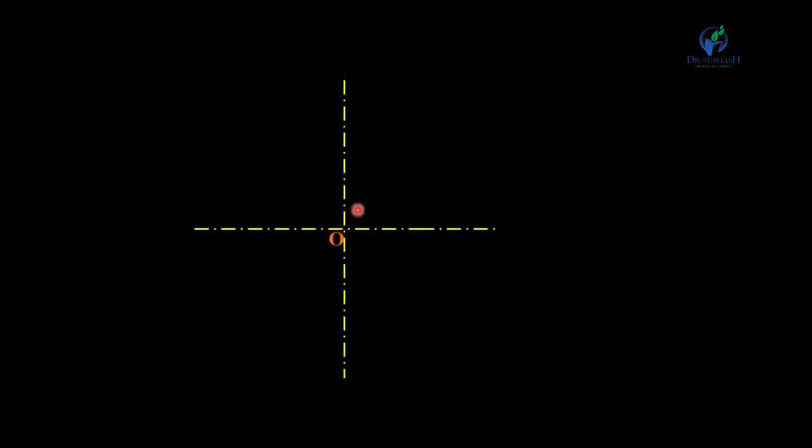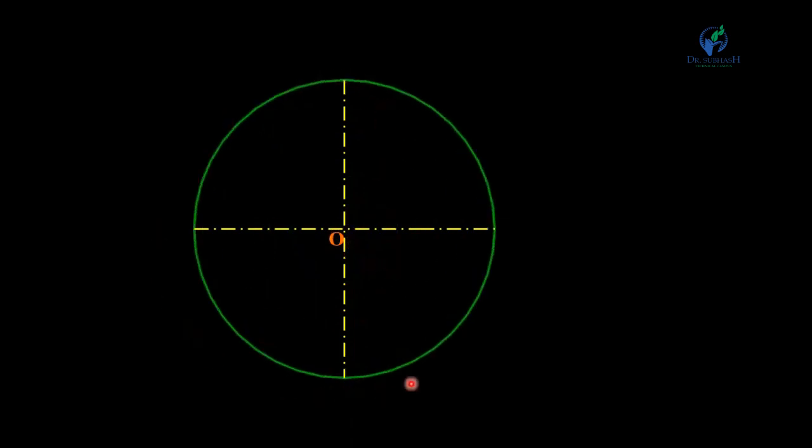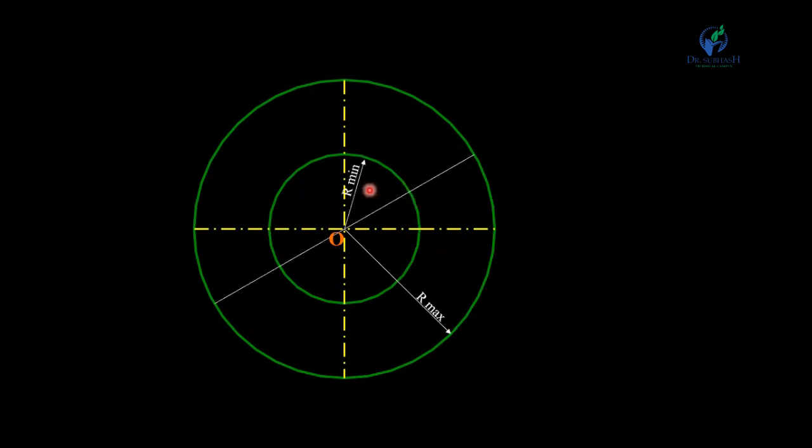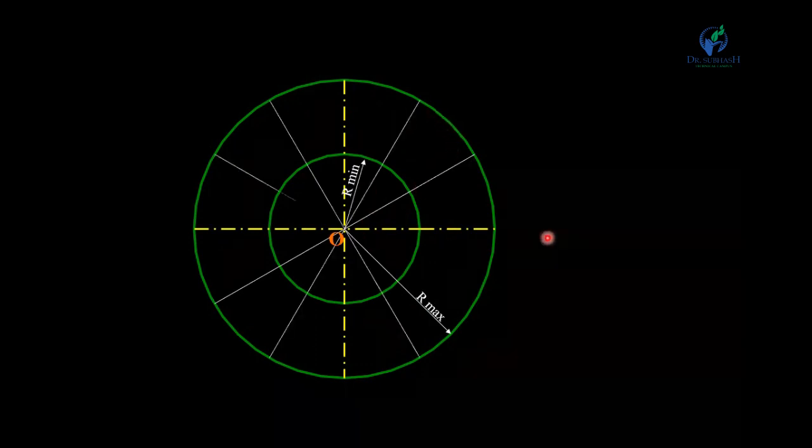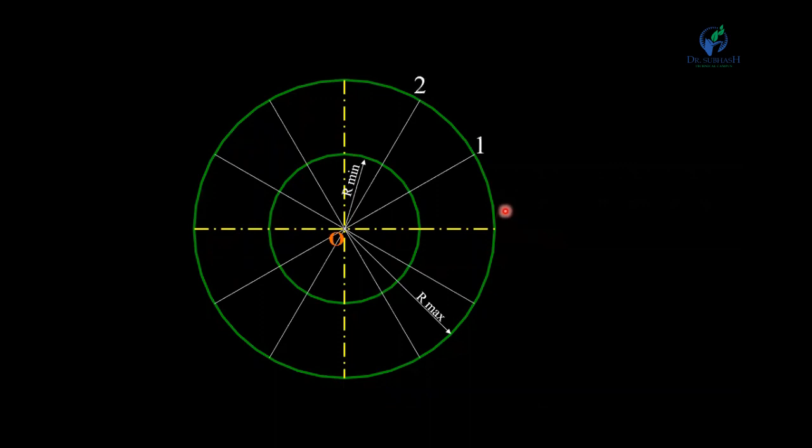So first of all, take center point O and draw one circle of radius equal to 100 mm, okay, maximum radius, and draw another circle which radius is 60 mm, or we can say R minimum. Now divide this circle into the 12 divisions. Point 1, 2, 3 up to the 12. Okay, so initially point P is at here. Okay, so after the one complete revolution, the point will be reached at this point.